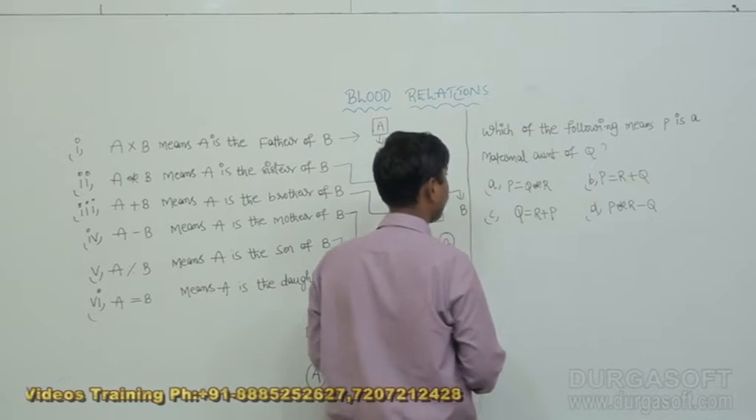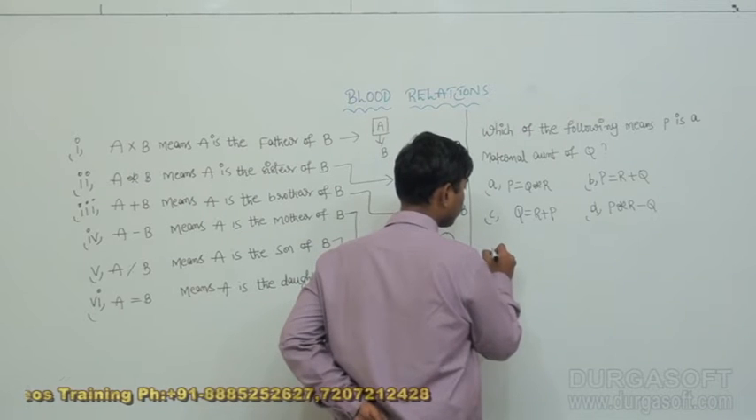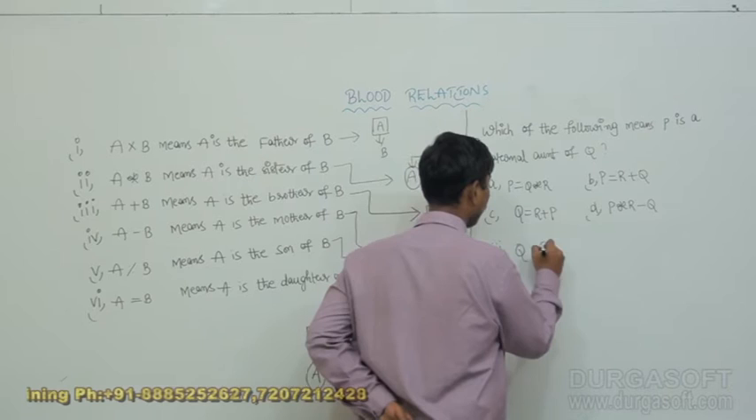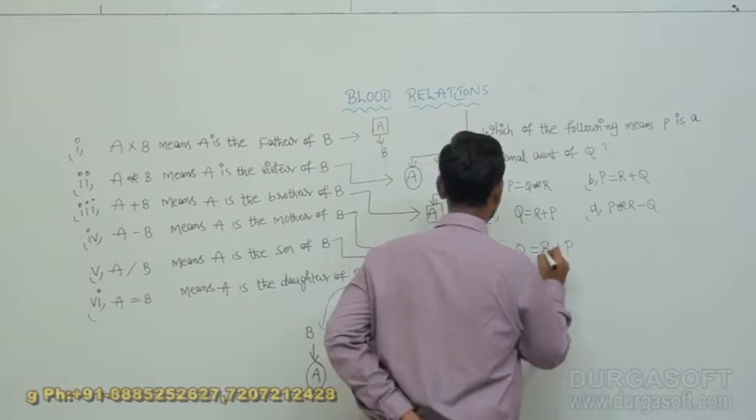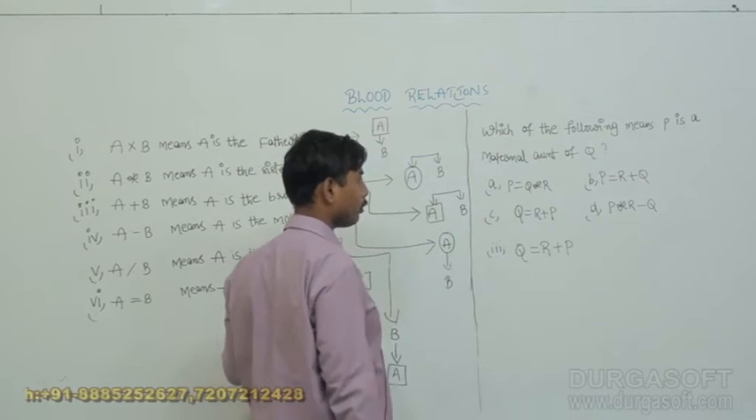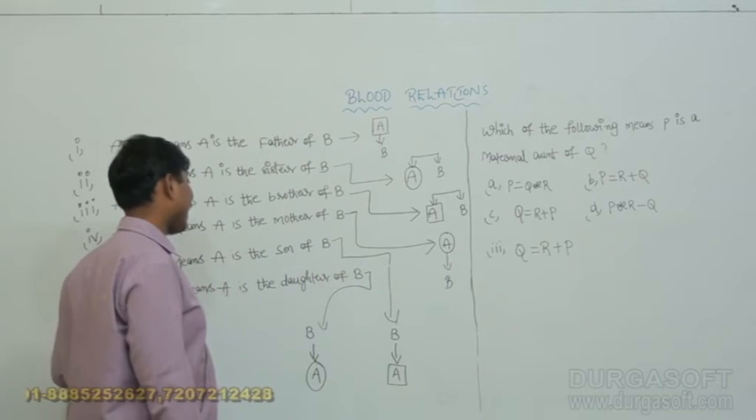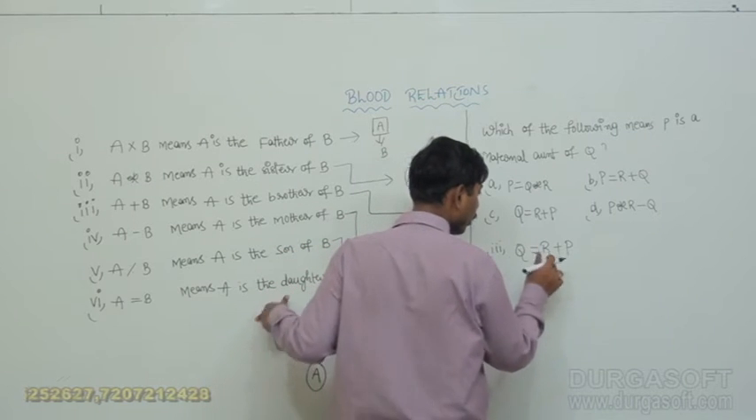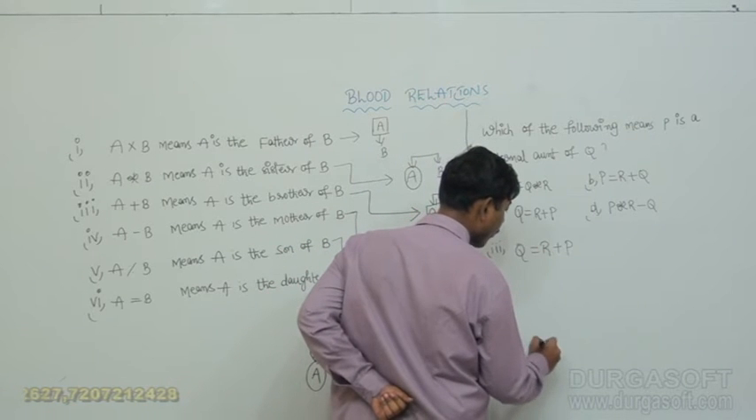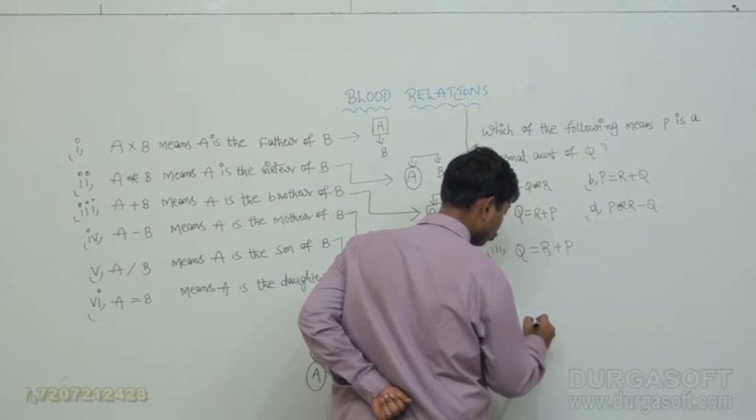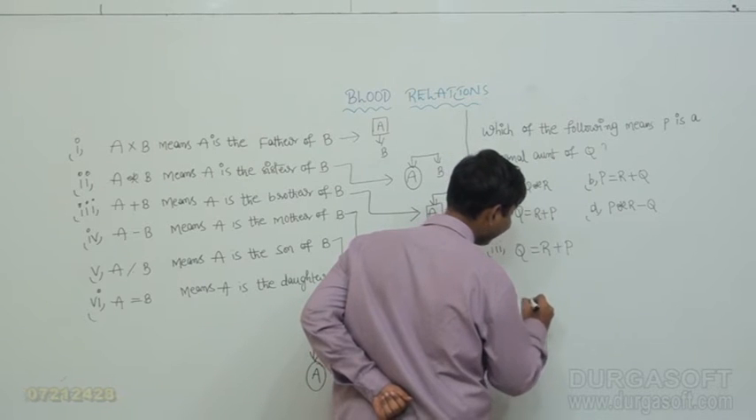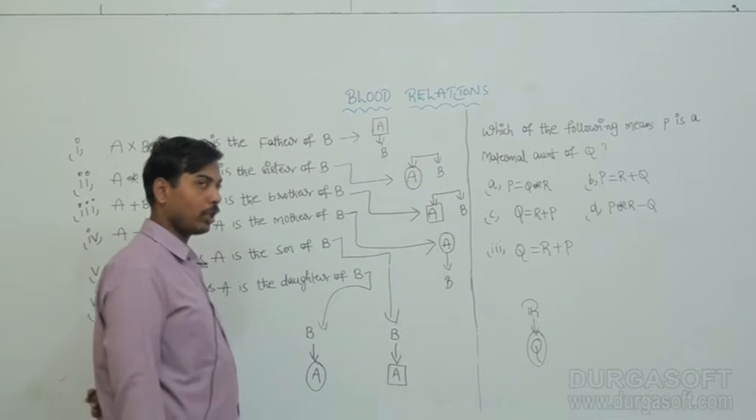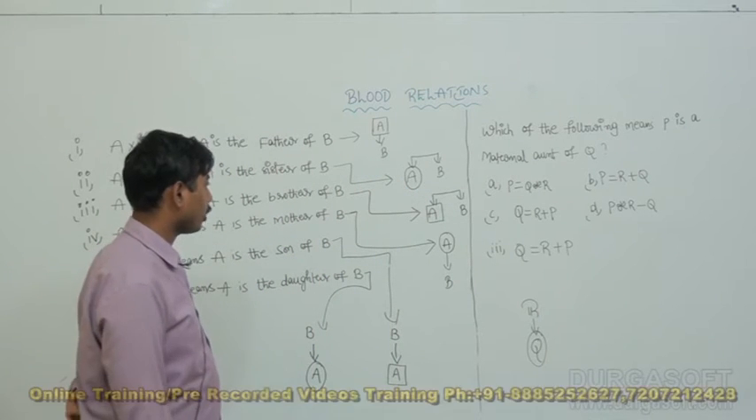Let us start with the third option. What is the third option here? The third option is very clear: Q equals R plus P. Already we know A equals B means A is the daughter of B. Like that, Q equals R means Q is the daughter of R. Q is the daughter of R means Q is in the next generation, R is in the previous generation.